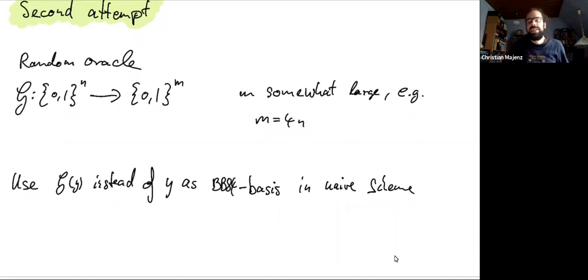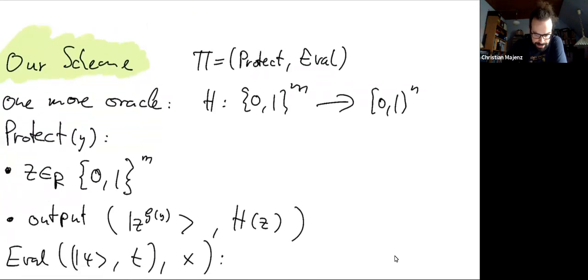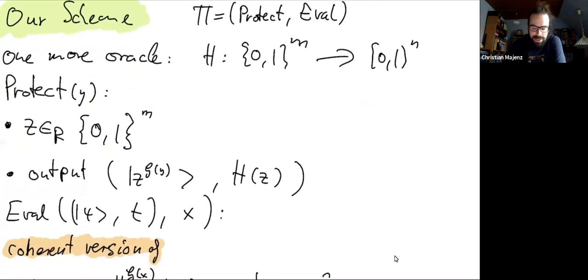Okay, so that's great, because it has correctness. And it's also not clear. I mean, we don't have an attack against this scheme, but we can also not prove anything about it. So that's of course sad. So let's change the scheme a little bit more to be able to prove something about it. This is now our actual copy protection scheme for point functions.